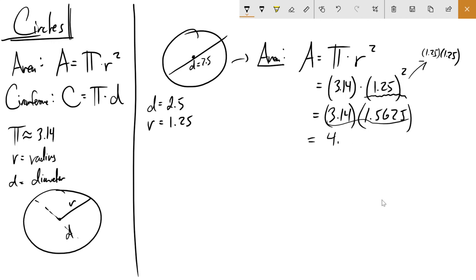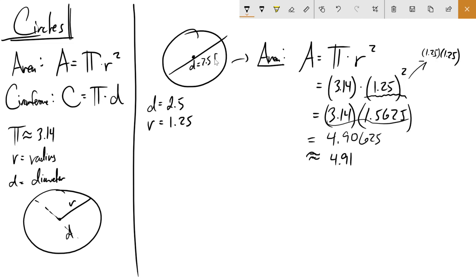Just give me all the decimals. I don't know what it comes out to be. There's a lot of them. You could round it. So say if I want to round to the nearest hundredths, we could say okay, that's about 4.91. What's the units here?